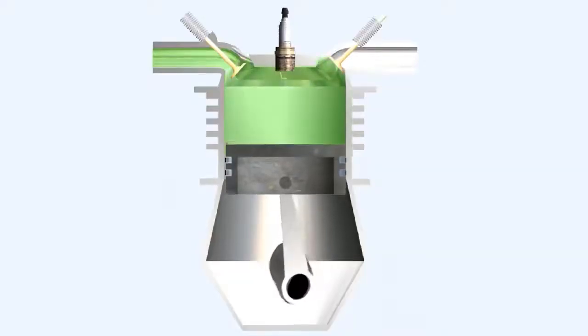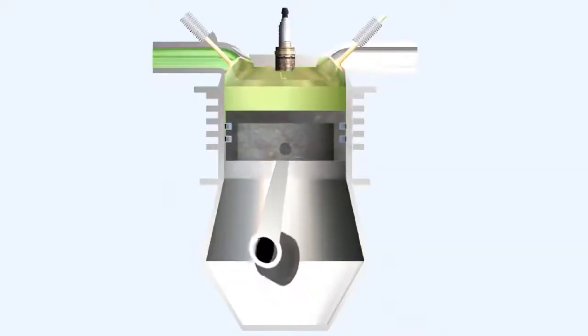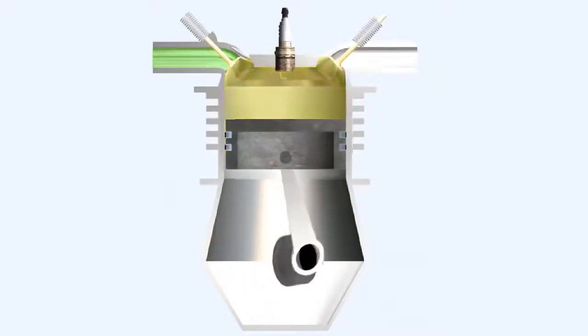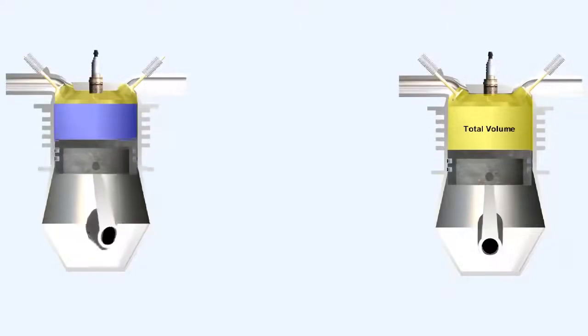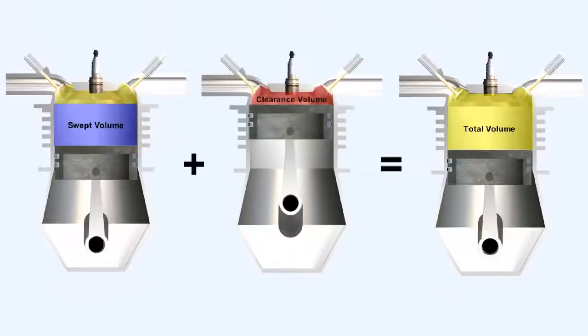In order to define the compression ratio, it's necessary that we define three other terms first. The first of these is the total volume. The total volume is the volume that remains above the piston when the crankshaft is at bottom dead center. Swept volume is the volume displaced by the piston in a single stroke. Finally, clearance volume is the volume that remains above the piston when the crankshaft is at top dead center.